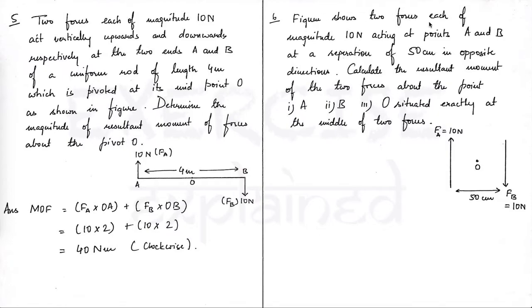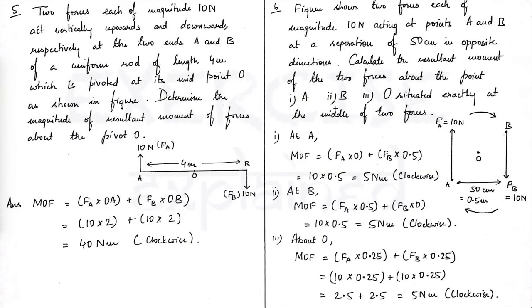Figure shows two forces, each of magnitude 10 newtons. So there are two forces, one is Fa that is equal to 10 Newton and Fb that is also equal to 10 Newton, acting at points A and B at a separation of 50 centimeter. So the distance between these two is 50 centimeter, in opposite directions. So you can see Fa is going upwards, Fb is coming downwards.